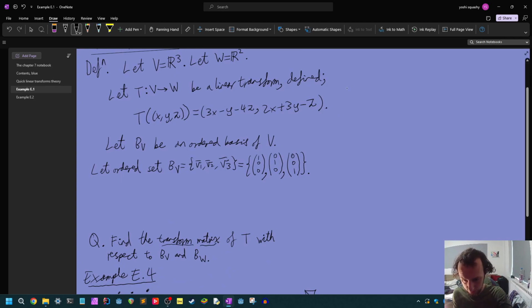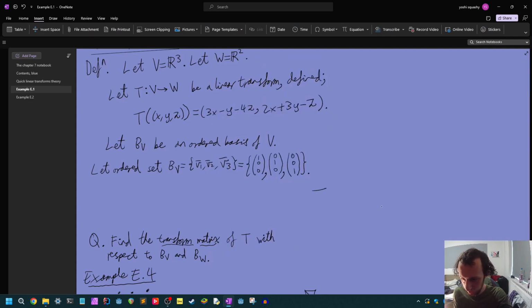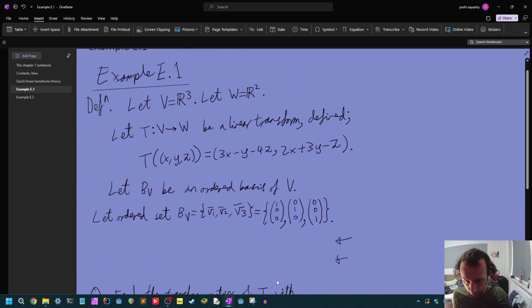For this example, there's a fair bit of text, but not too much, and there's going to be 2 extra lines I'm going to write as we get there to keep this a little more engaging. I guess we'll just quickly read it. So what we're doing is we're saying let V equal R cubed, let W equal R squared. So we've got two vector spaces, and these are going to be over the set of reals, because we've got real vector spaces. So all our scalars are going to be real numbers.